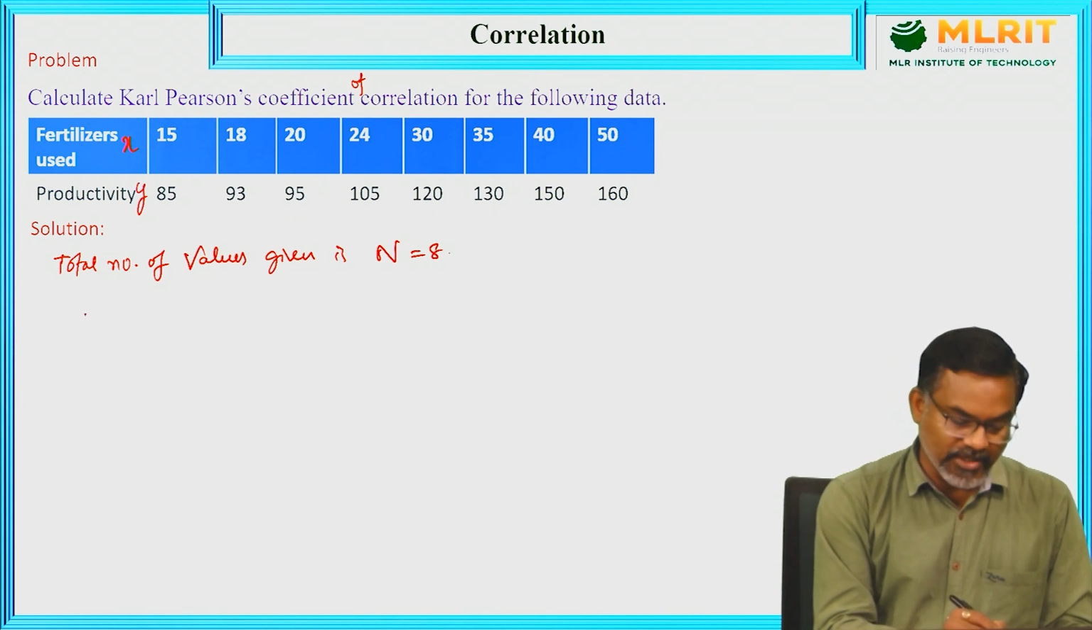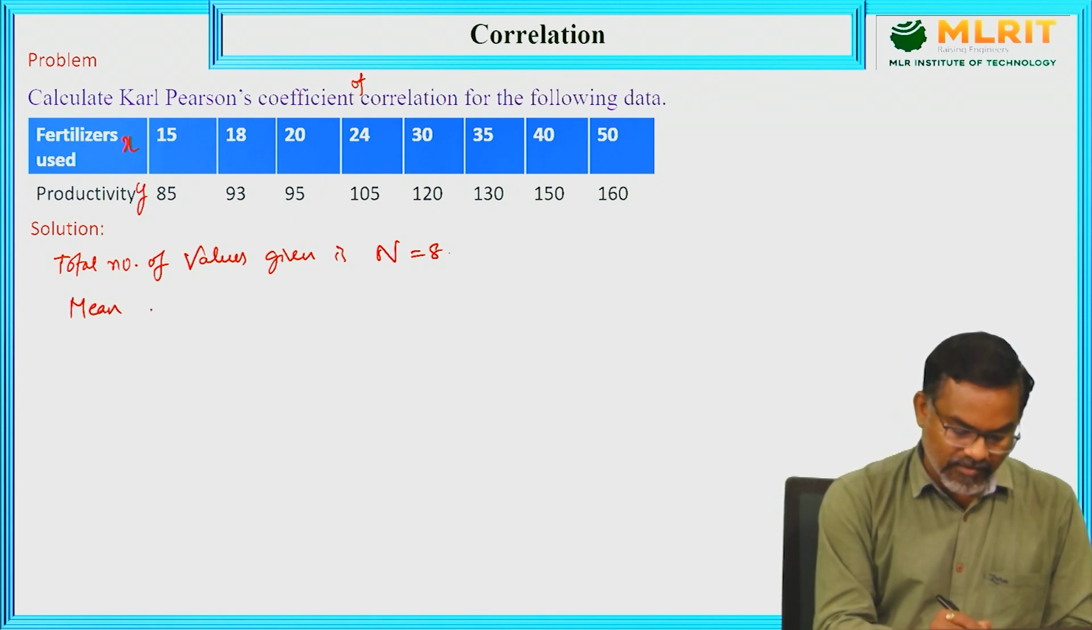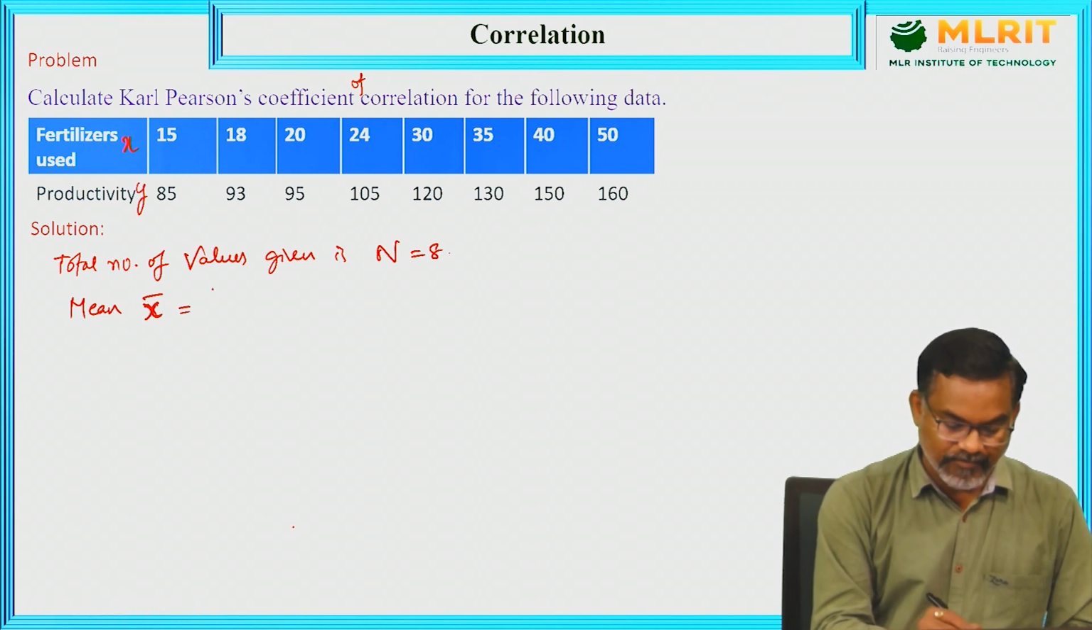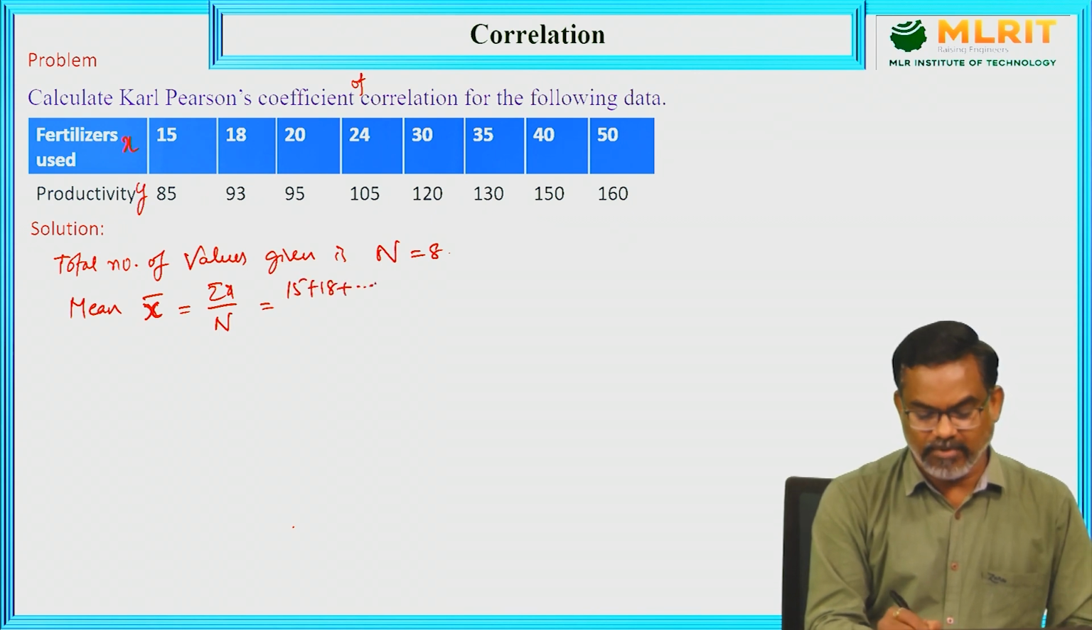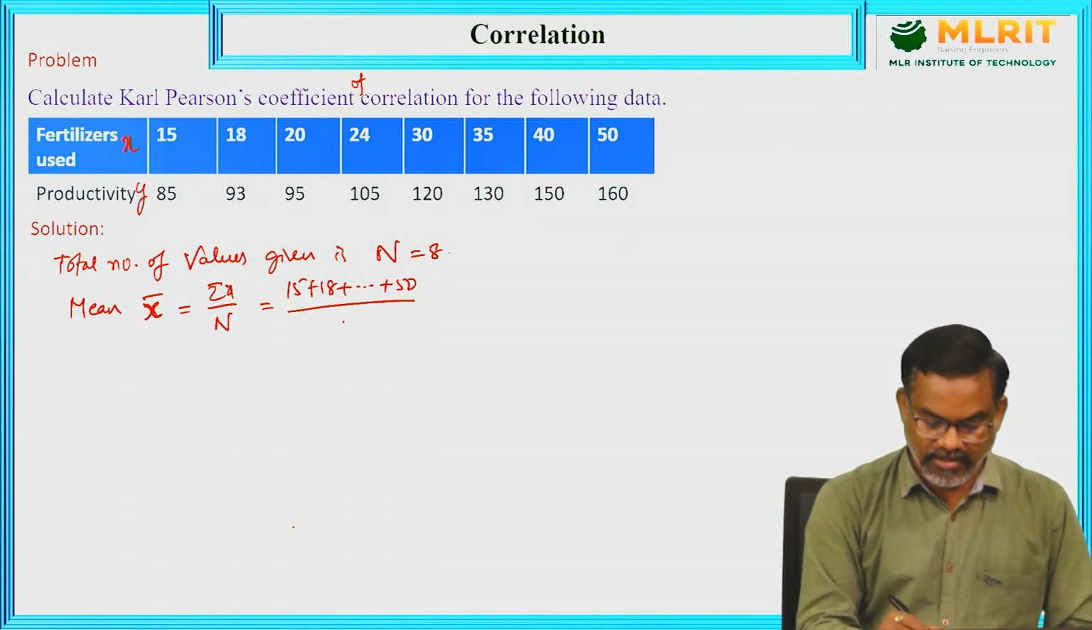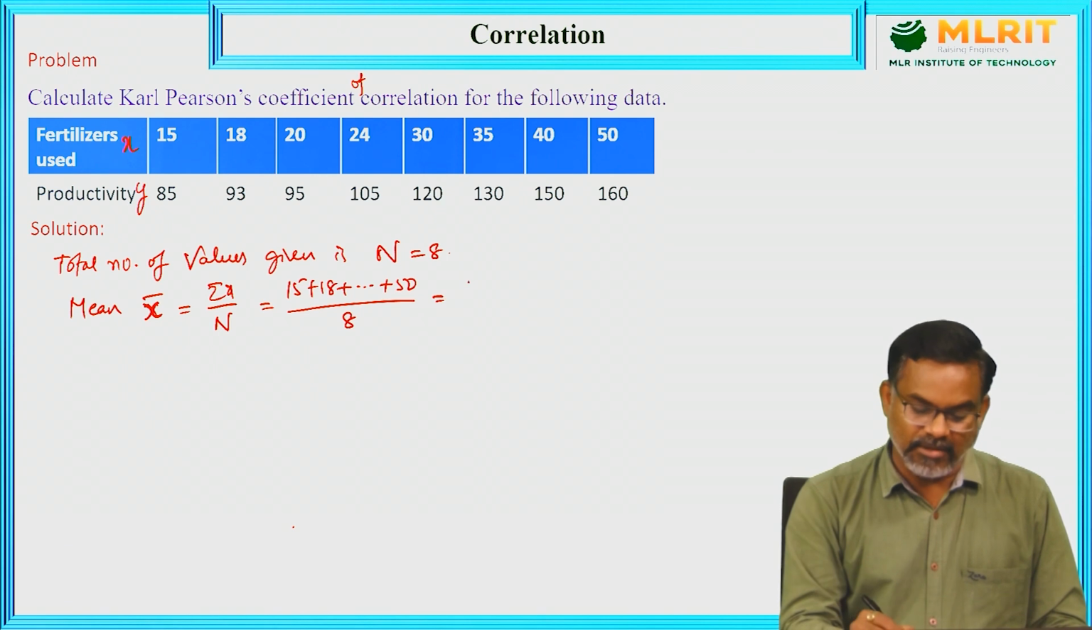Now first we need to find the mean x bar. The mean x bar is sigma x by n. So 15 plus 18 plus so on plus 50, divided by total number of values 8, and this is equal to 232 by 8.